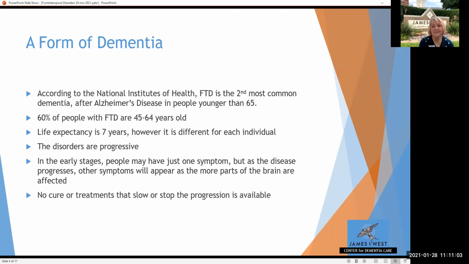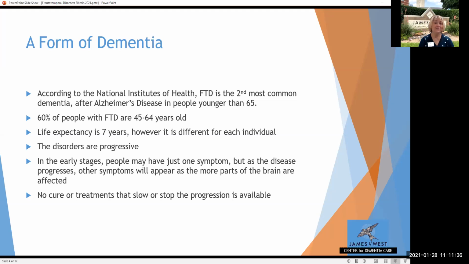And I found some statistics yesterday that said it can show up as young as in a person's 20s. It can be diagnosed from the 20s into the 80s, is what I found. Life expectancy is about 7 years, but of course, all dementias are a very individualized disease. You'll see some people live for 2 years and some people live for 15 years. So the average is about 7. It is progressive, it is terminal, just like all of the other dementias.